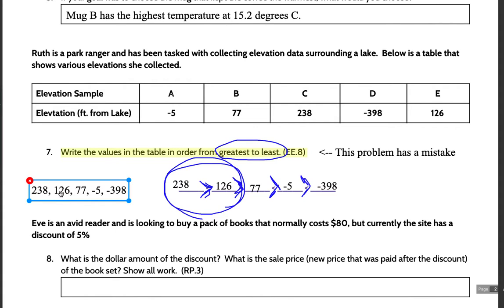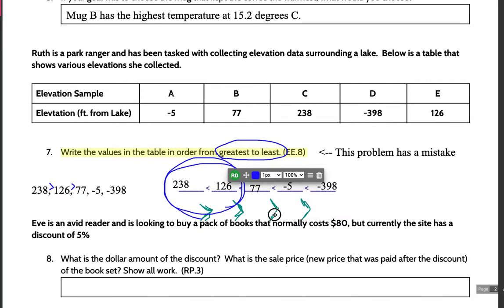And if you're putting inequality symbols in here, if you're just focusing on these two numbers, your inequality symbol would have to go this way because 238 is greater than 126, and 126 is greater than 77. So the mistake down here was that if I move these, you'll see those inequalities in that little problem were all facing the wrong direction.